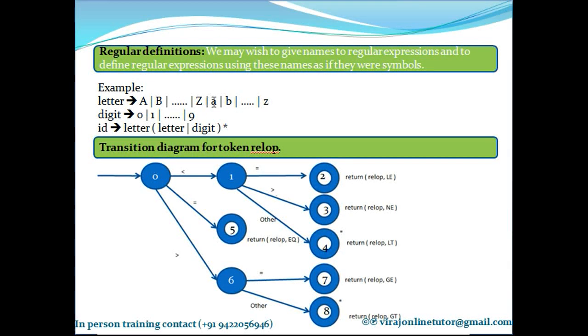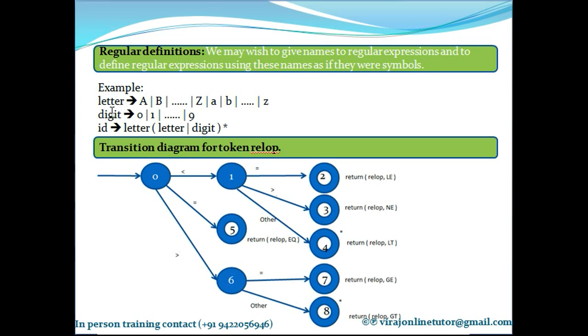What does this regular expression indicate? Capital A or capital B or capital C, keep on doing till capital Z, or small a or small b or small c, keep on doing till small z. So this regular expression says you can have any of these characters. I am assigning letter as a name to this particular regular expression. So that is what a regular definition is.